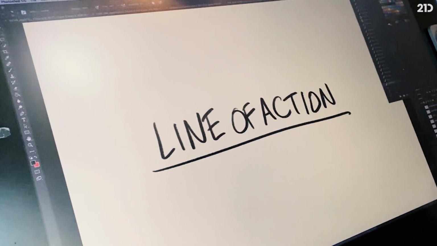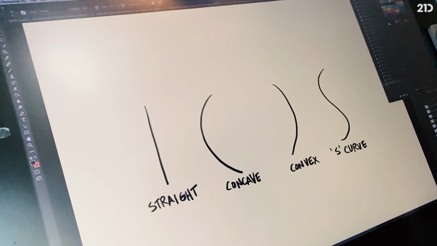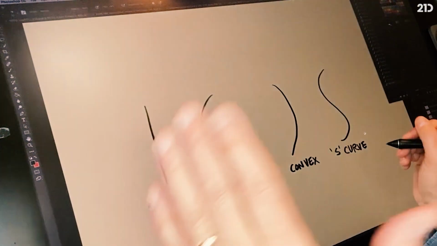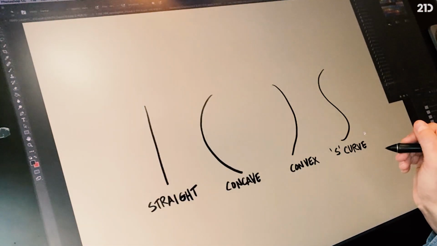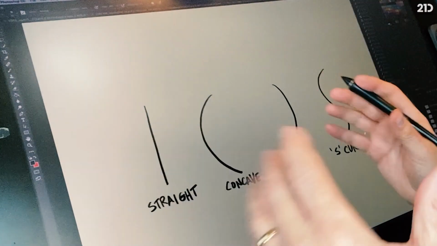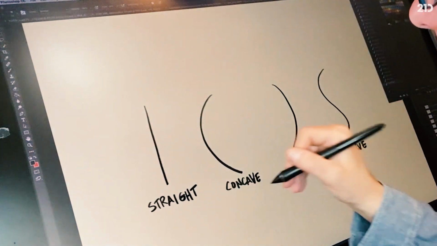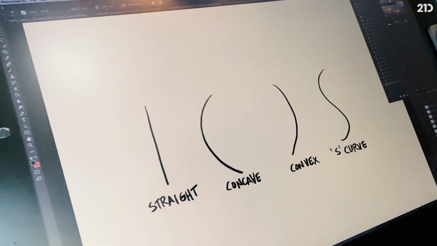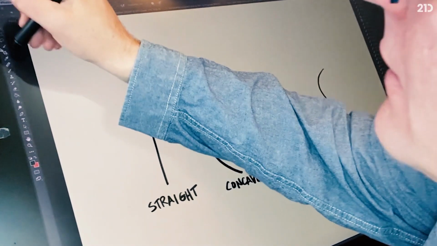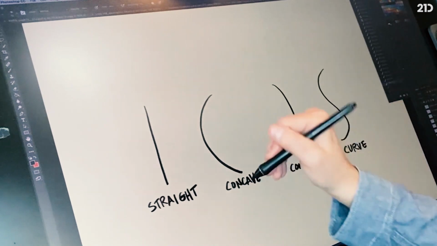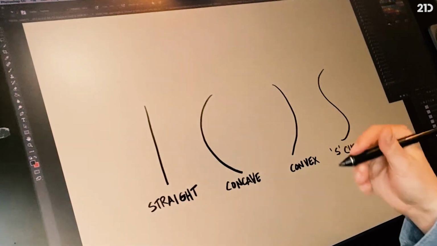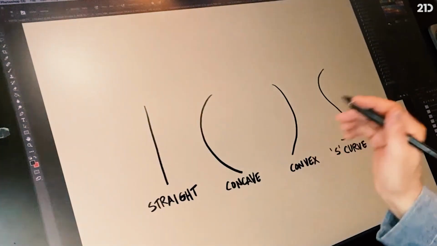And line of action can be described in different types of lines of action that can be used. A straight line of action is when a pose that you're working on for a character is generally very straight to the camera. You can use a concave line, a C curve, and that can give you a feeling of kind of sadness or a sagging of the body. It tends to mean that there's less energy in the pose.